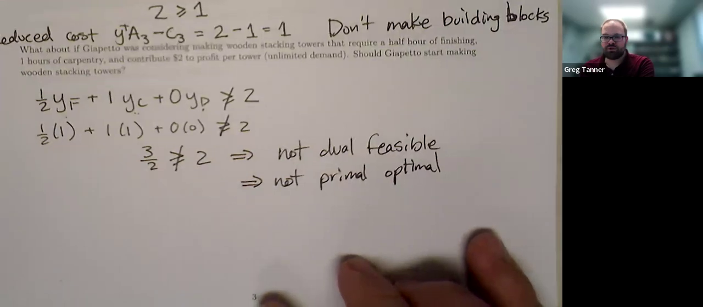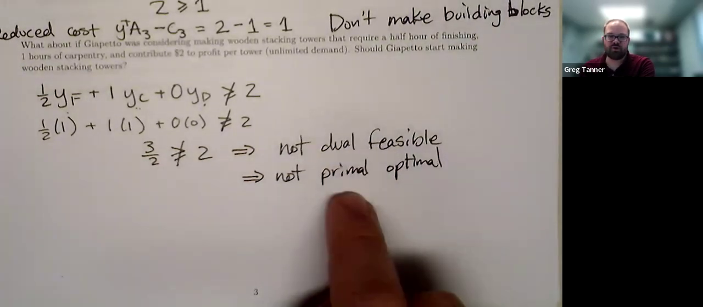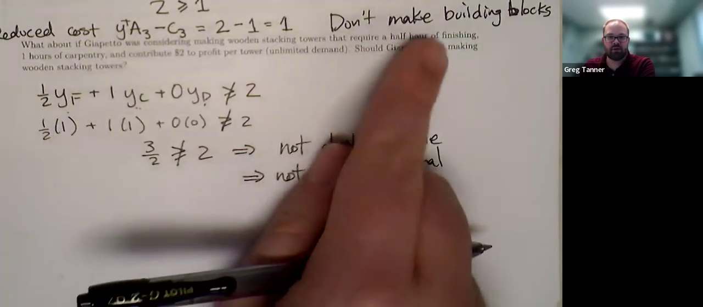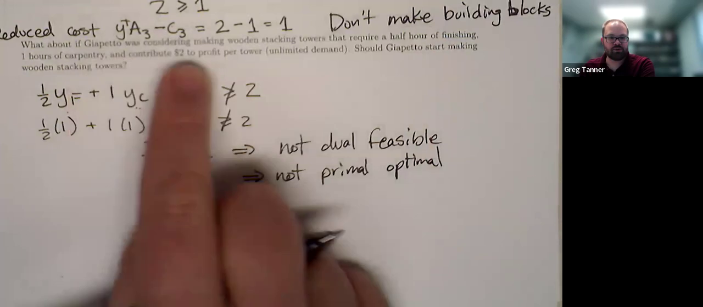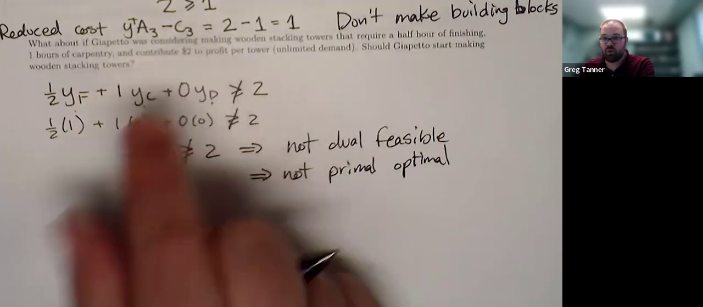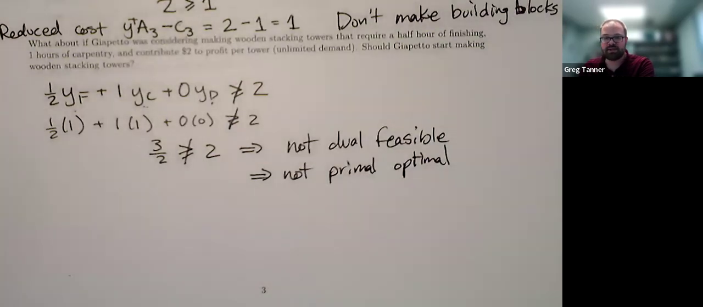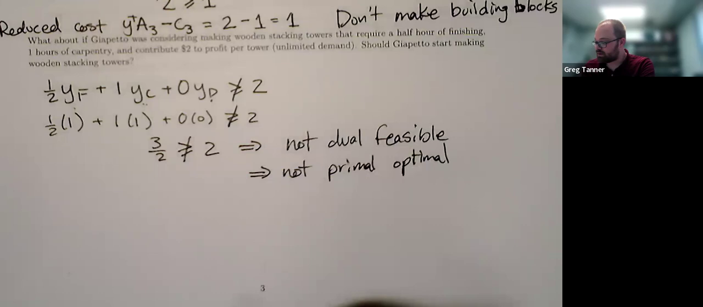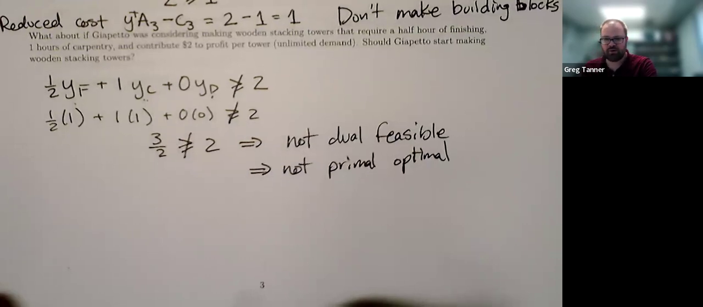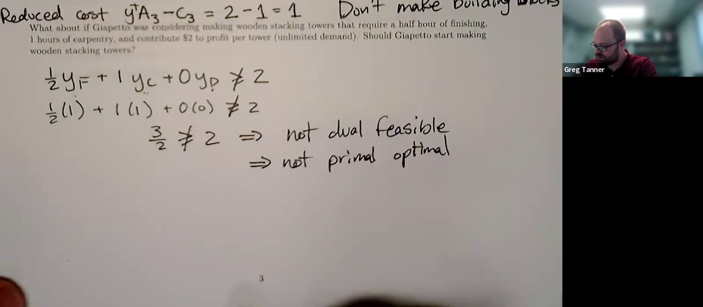What should we do then? Well, it means we should start making these stacking towers, as long as we can make them with half an hour of finishing and 1 hour of carpentry, and they'll contribute $2 to profit. We want to bring them into our product mix. So we need to modify our tableau and then do another iteration where we bring our new variable into our basis. Let's write out what the new tableau would be.